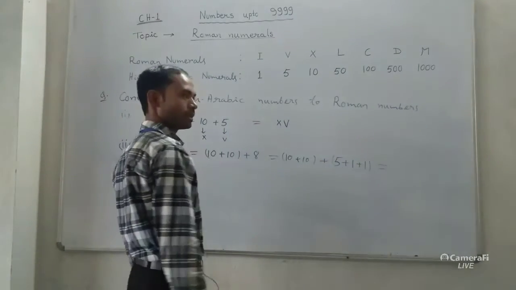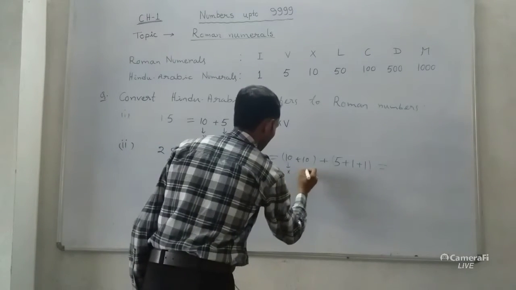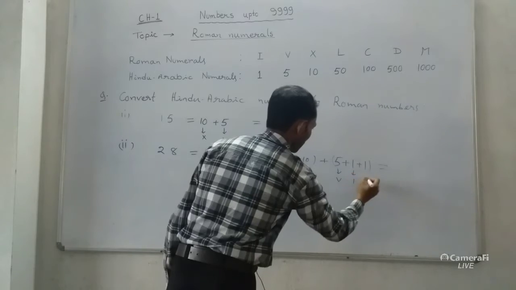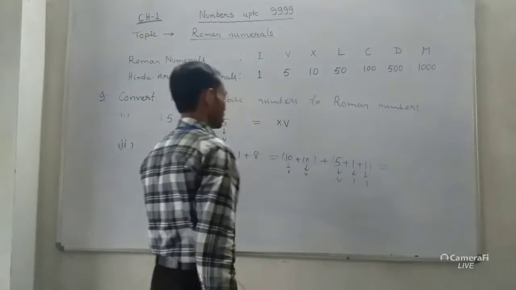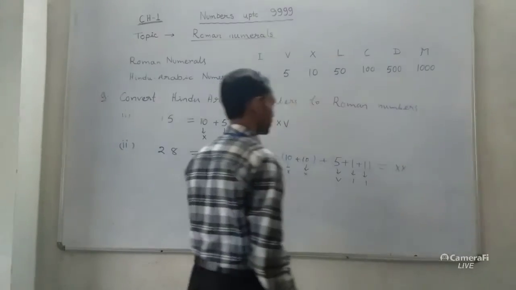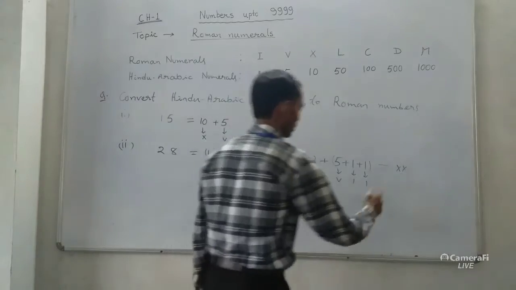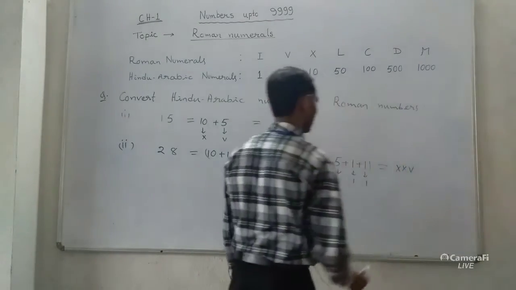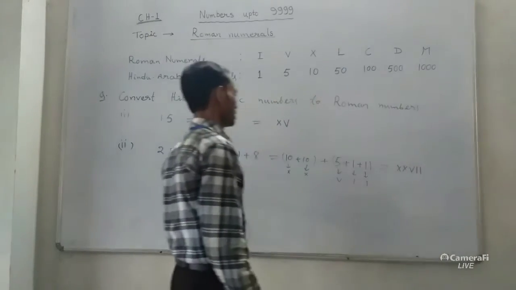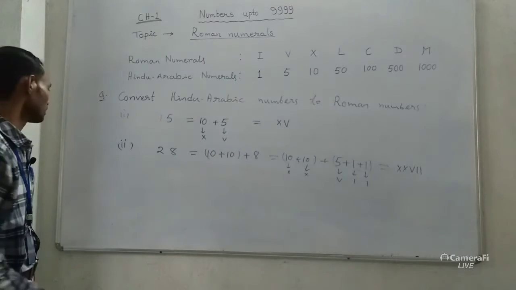Now every number used here has a particular symbol. 10 is X, again X, this is V, this is I, this is I. Now 10 plus 10, one after another X and X, and then plus 5. So the symbol for 5 will come on the right side, then 1 plus 1, I on the right side. So this is the Roman numeral of 28.